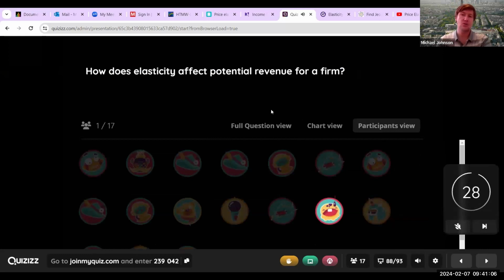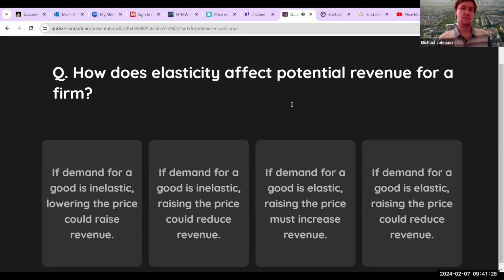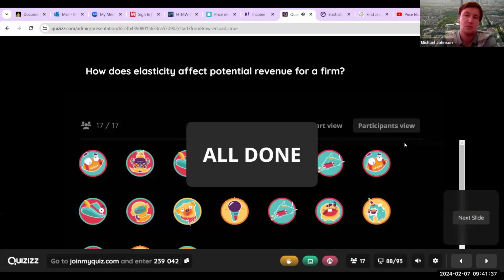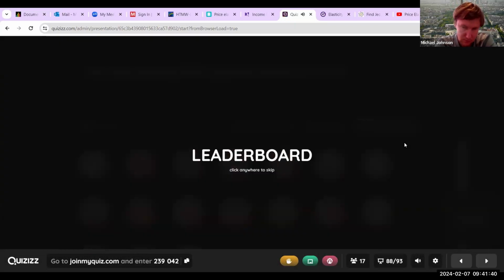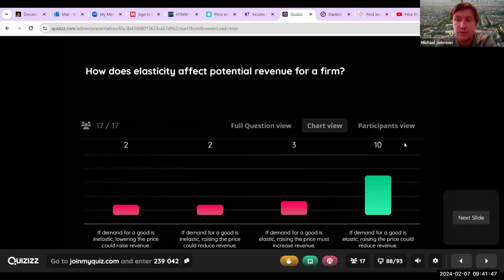How does elasticity affect potential revenue for a firm? If demand for a good is elastic, raising the price can reduce revenue because people will buy less of it, because it's more expensive and they don't need it.